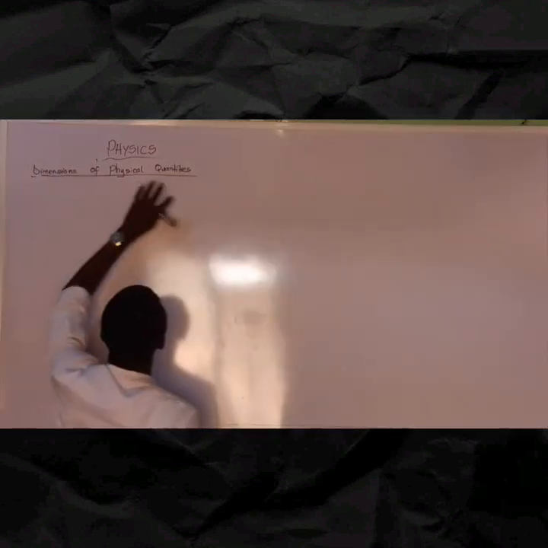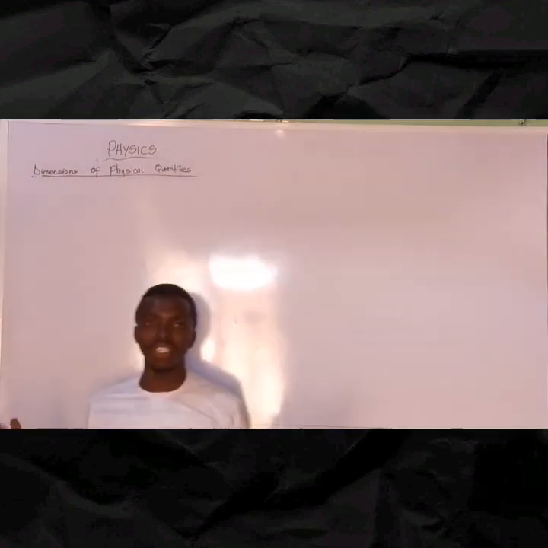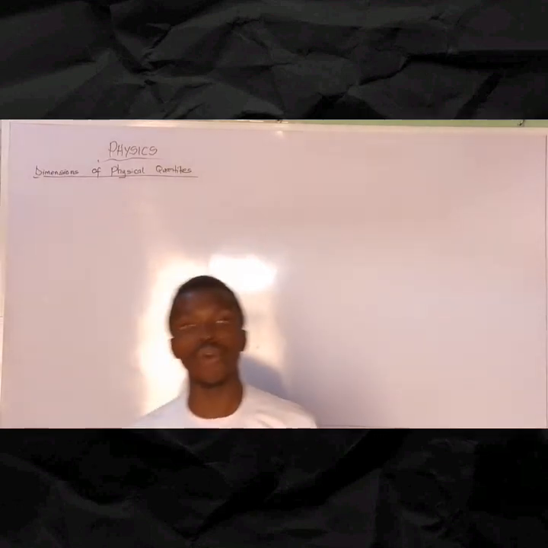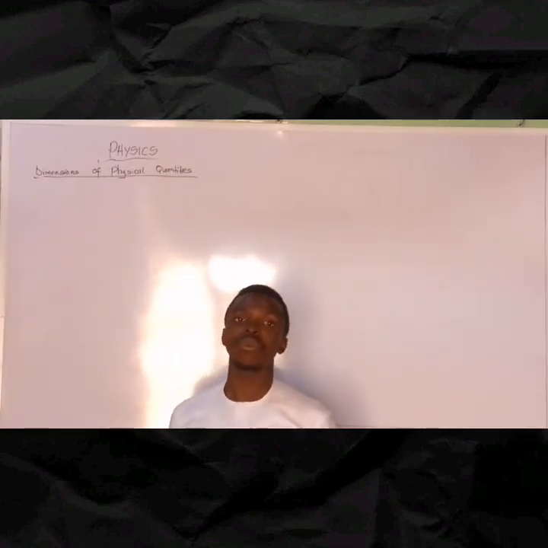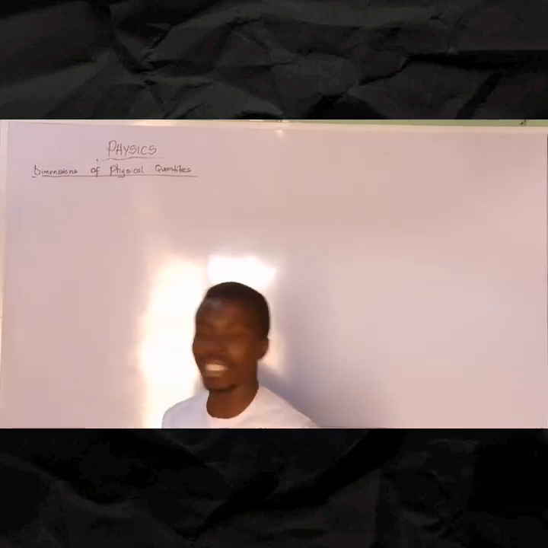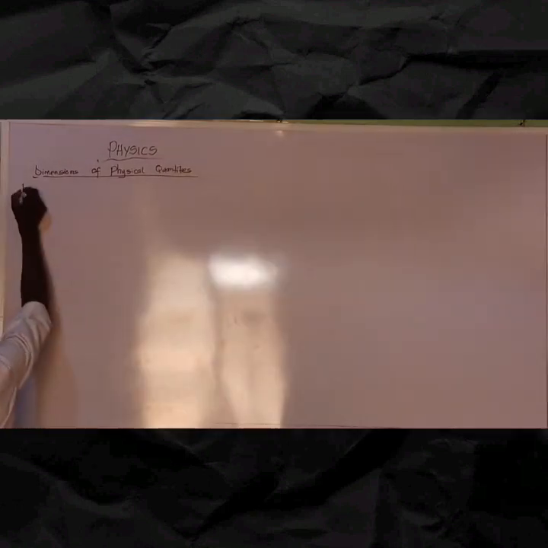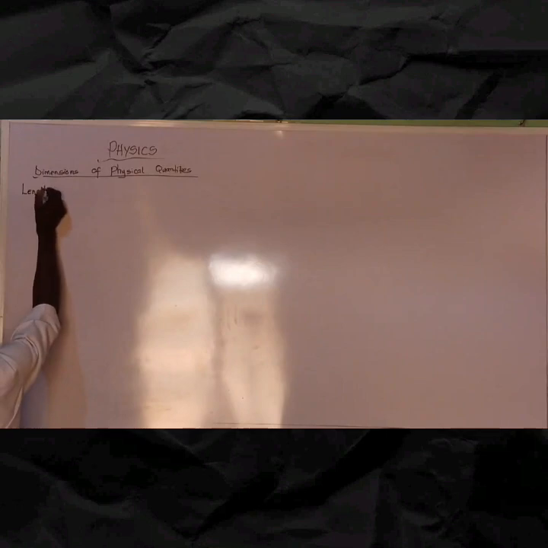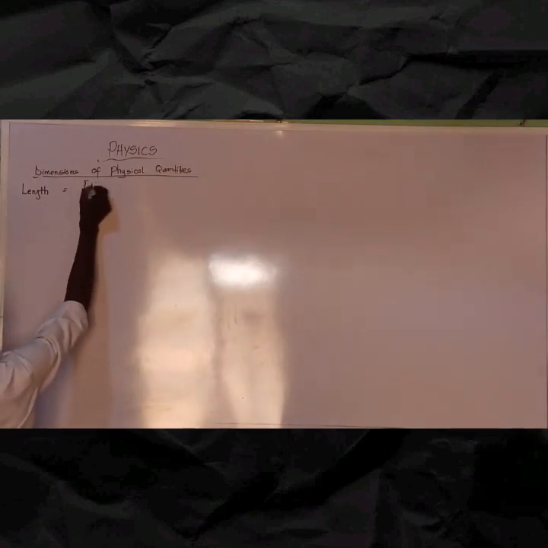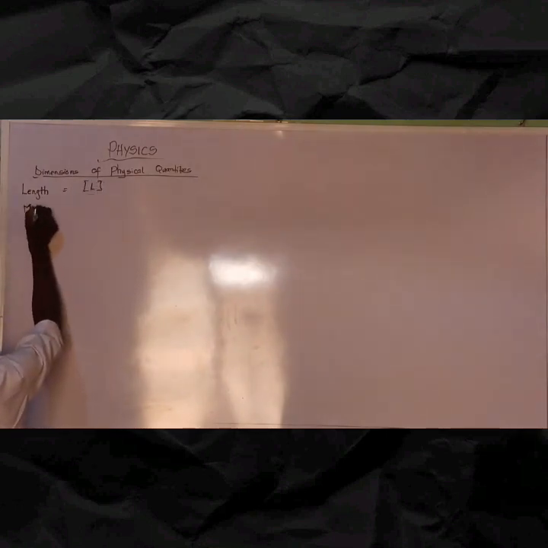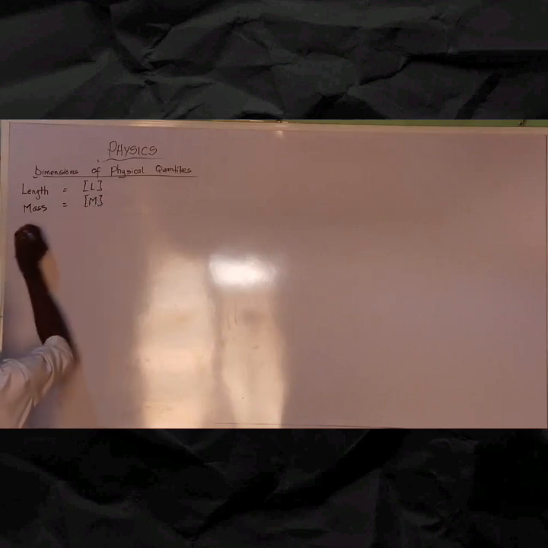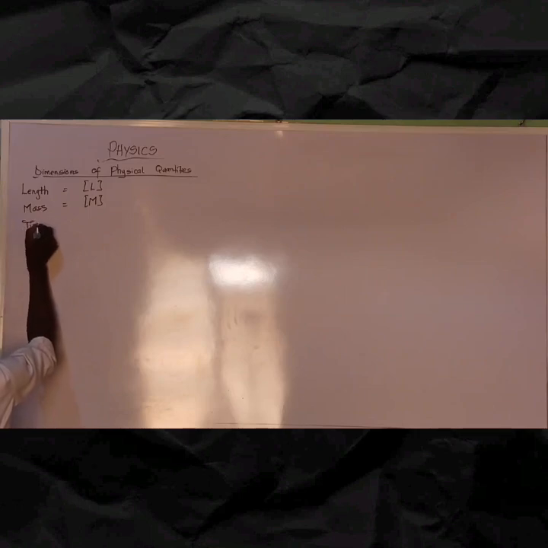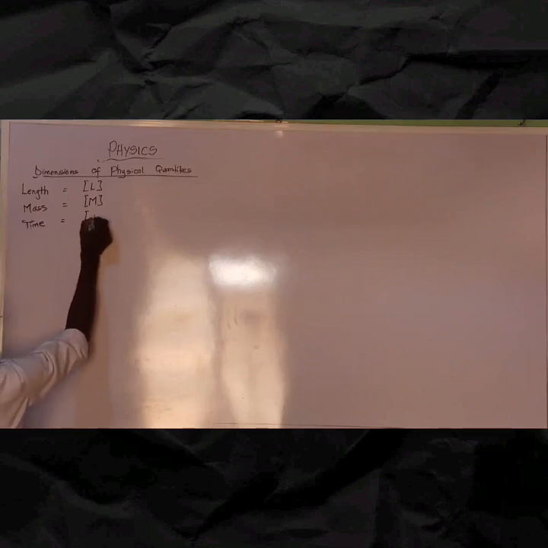So now, dimension of physical quantity. This is a way to express all physical quantities in terms of the three fundamental quantities. And remember, what are the fundamental quantities? Length, mass, and time. Length in dimension is written as capital letter L in bracket. Mass is written as capital letter M in bracket, and time is written as capital letter T in bracket.